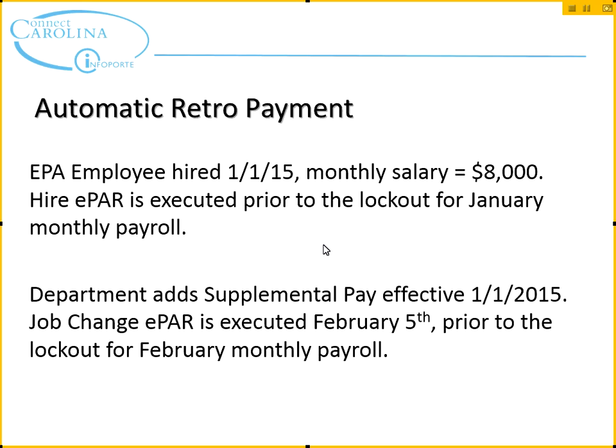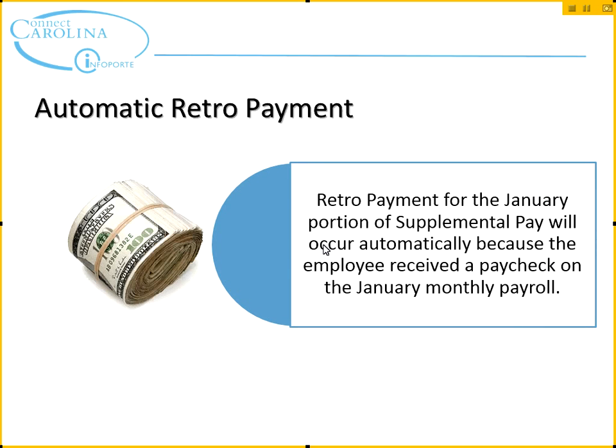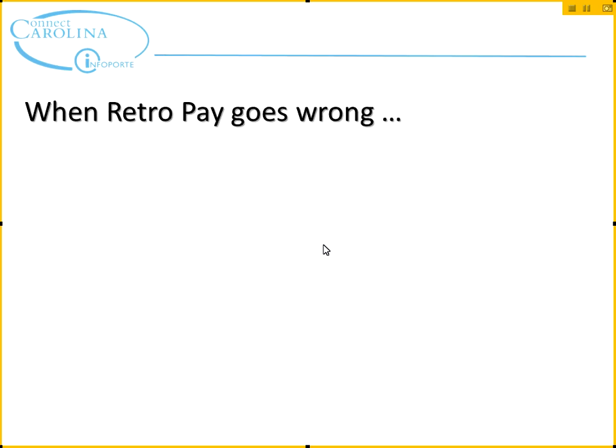Let's say the department says, oh, I meant to put supplemental pay on that hire action, but I forgot to do it. So they go in later and add that supplemental pay on a job change action. They make the effective date of adding the supplemental pay 1/1, and the job change EPAR executes in February prior to the February payroll lockout. Since the employee got paid in January, the system will handle everything automatically, and the employee will get the supplemental pay for January that they didn't get because the action was entered late. Everybody following along so far? Okay. So that's an example of when Retropay works as it should, as designed, and everything is happy.